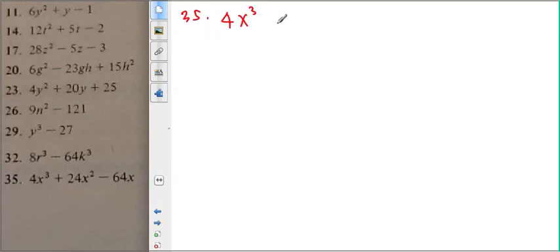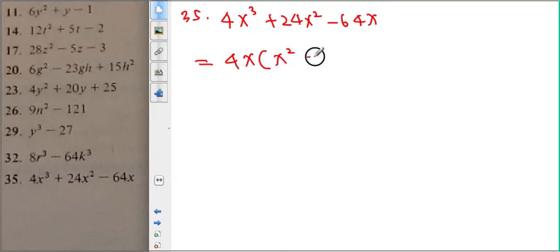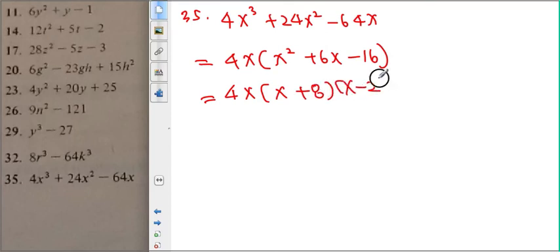4x to the 3rd power plus 24x squared minus 64x. Now here you will realize that 4x is common, so if we factor out 4x, then we get x squared plus 6x minus 16. Now, which two numbers multiply to negative 16 and add up to 6? That's right. This can be further broken down into x plus 8 and x minus 2. Those two numbers multiply to negative 16 but add up to 6. And that becomes our final answer.